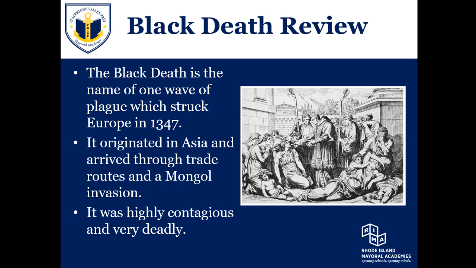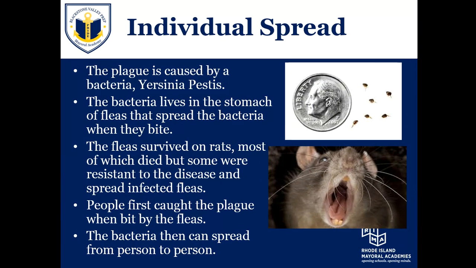This particular wave of plague is believed to have originated in Asia and arrived in two ways. It arrived in Constantinople through trade routes, and it arrived in Haifa through a Mongol siege of that city. This was where they were flinging plague-infested bodies over the city walls with catapults. It was highly contagious, it was very deadly, and it quickly spread throughout Europe.